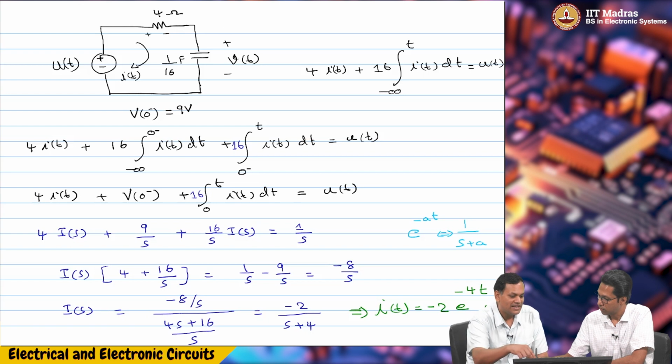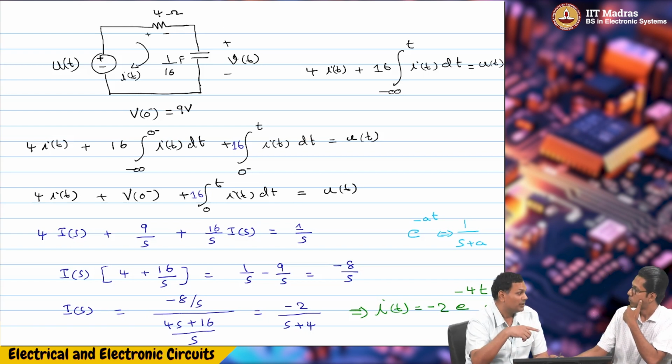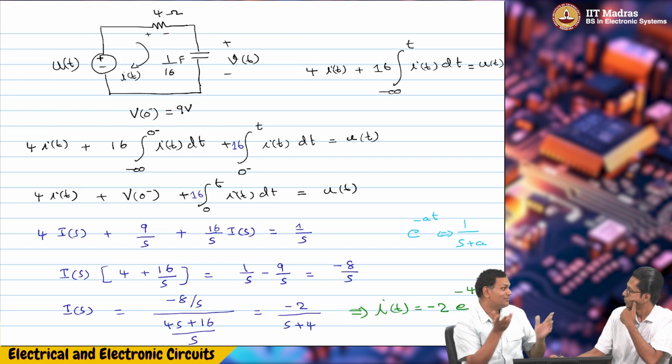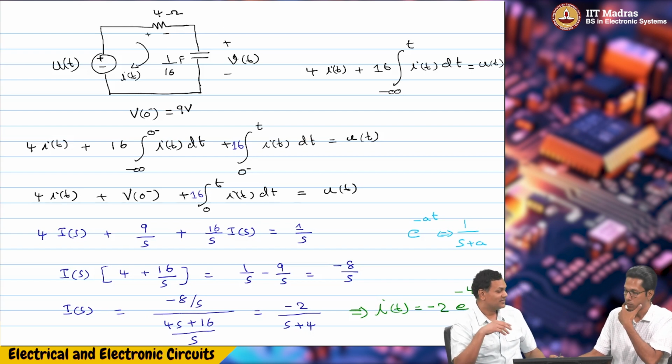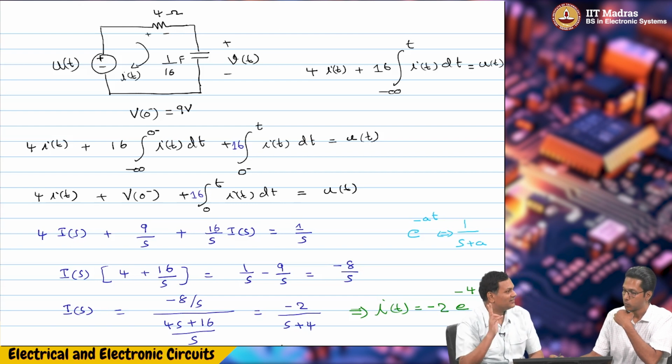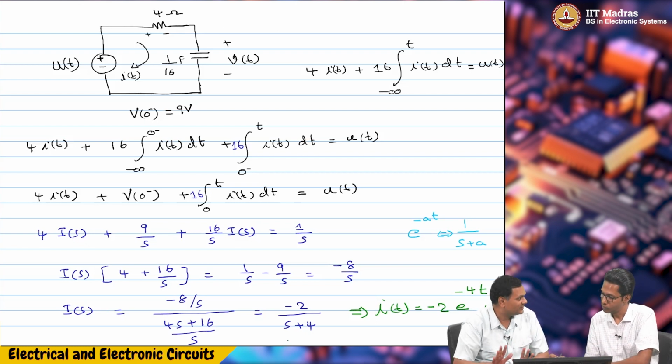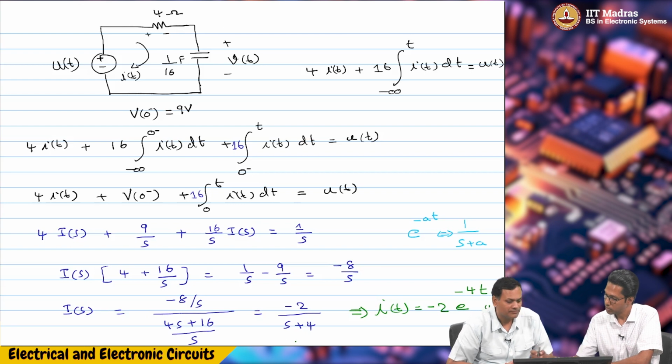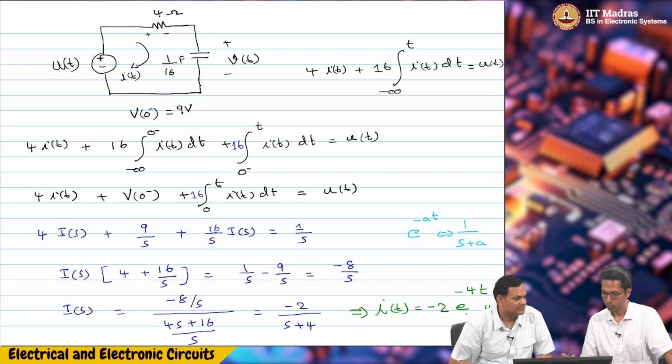Technically, because like you said, e power minus at u of t is the one that has 1 by s plus a. Functions of time can be valid for both negative and positive times. Here we are turning on the voltage source only at t equal to 0, so there can be no current before that. So we are just assuming that we have to use this u of t. So this many amperes.